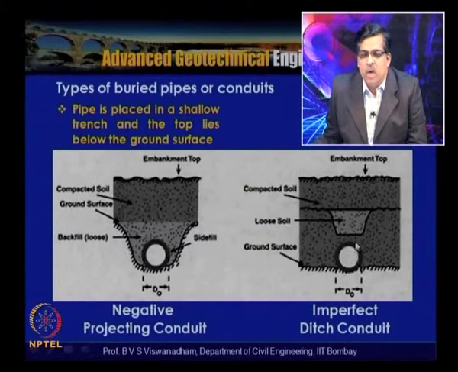And this imperfect ditch conduit is again shown here schematically, where you have the top of the pipe above the natural ground surface and a portion which is filled with loose soil, basically to reduce the load on the conduit, and then the embankment is constructed on top. So this type of installation of conduit is called imperfect ditch conduit.